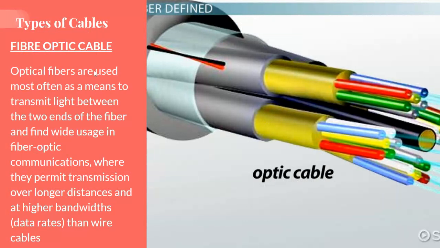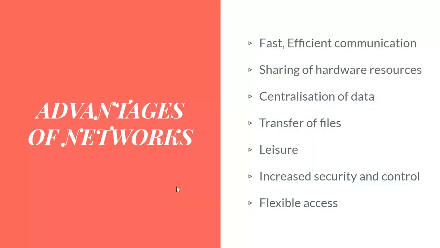Fiber optic cable. Optical fibers are used most often as a means to transmit light between two ends of the fiber and find wide usage in fiber optic communications, where they permit transmission over long distances and at higher bandwidths than wired cables. It's a lot faster.